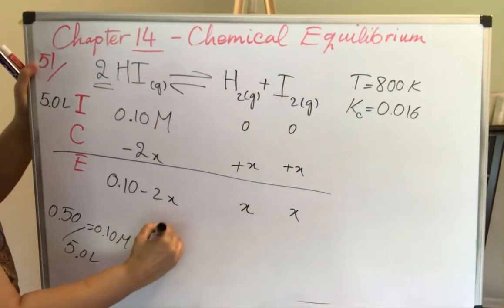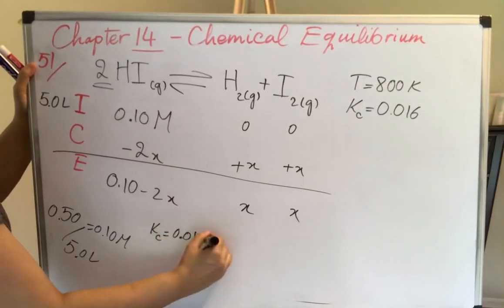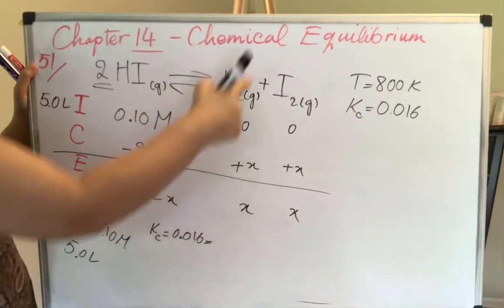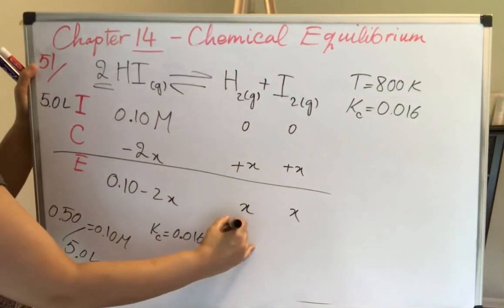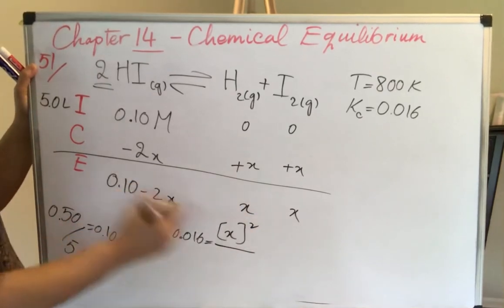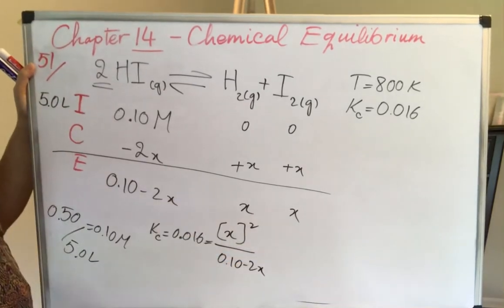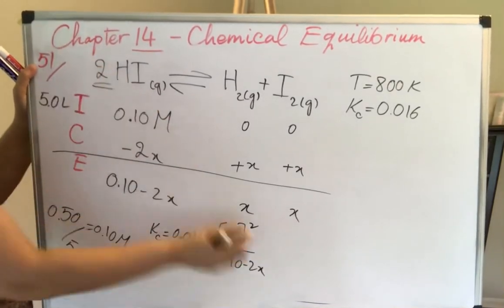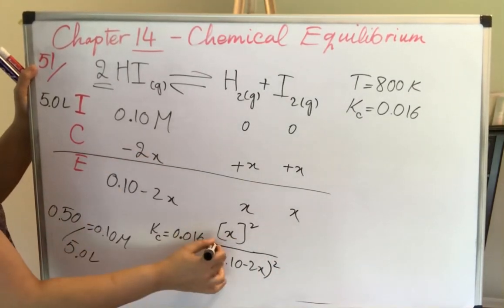So let's put the value of Kc, 0.016. The value of I2 times H2 is x squared, right? X times x, can I put x squared? Divided by 0.10 minus 2x. And isn't it squared again? Because of the 2.